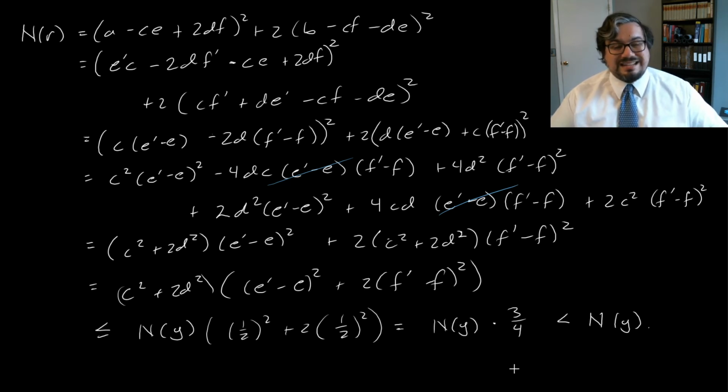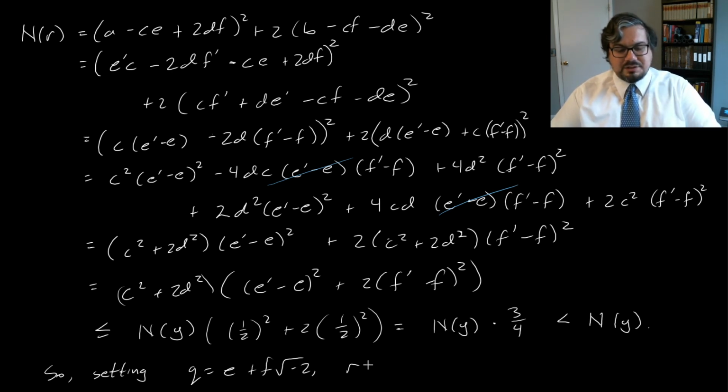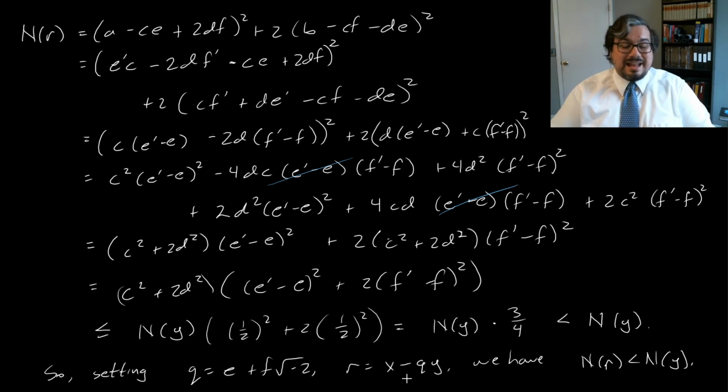So that means that we can find integers e and f that make the norm of r less than the norm of y. So setting q to be e plus f square root of negative 2, and r to be x minus qy, we have that the norm of r is less than the norm of y, which proves that this function n is a Euclidean measure for the ring R, and therefore the ring R is a Euclidean domain.